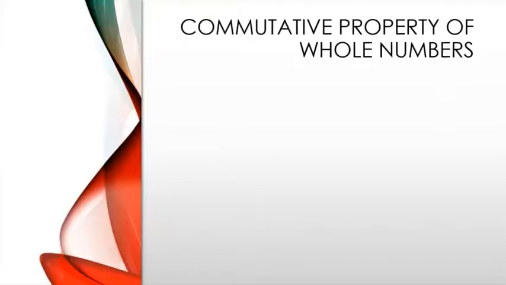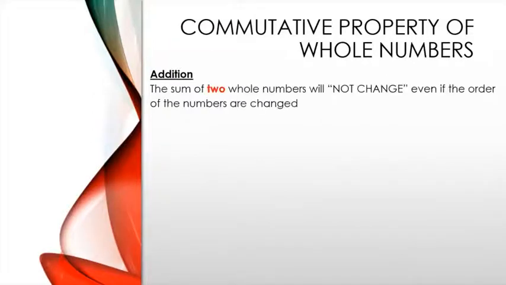So now let us learn the commutative property of whole numbers. In addition, the sum of two whole numbers will not change even if the order of the numbers is changed. For example, x plus y is equal to y plus x. We can replace that by 7 plus 8, which is equal to 15. And if we change the order, 8 plus 7 is also equal to 15.